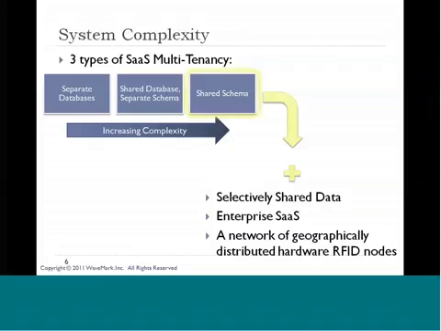And on top of the SaaS solution, as I described above, is the network of geographically distributed RFID nodes. So this becomes essentially a combination of a SaaS platform and a series of nodes distributed geographically around the world, and that constitutes the system.